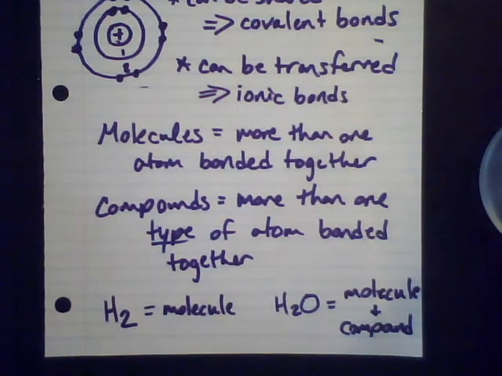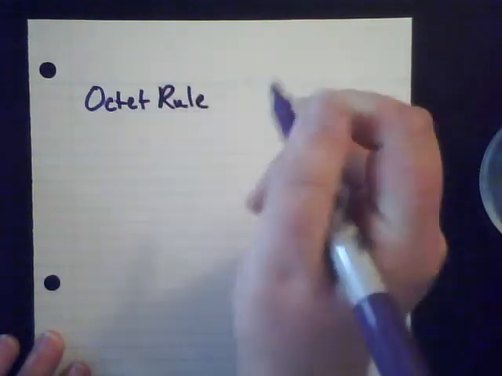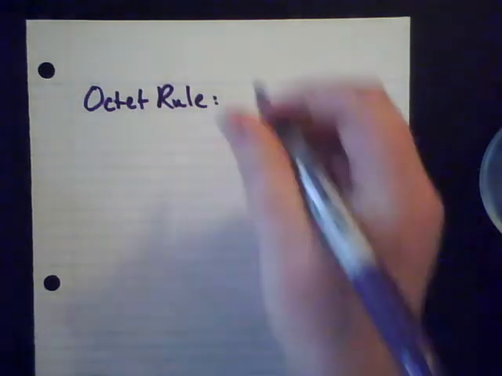So what we're talking about in this chapter is how we form these molecules and compounds. And the way that we model this is using what is called the Lewis dot model. But in order to talk about the Lewis dot model, we have to talk about what is called the octet rule. The octet rule says that an atom is going to form a bond in order to have a full valence.